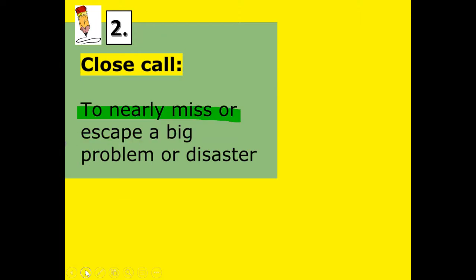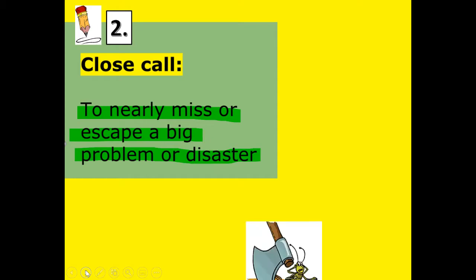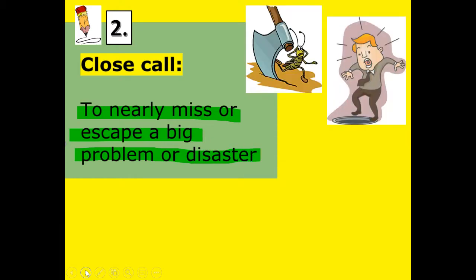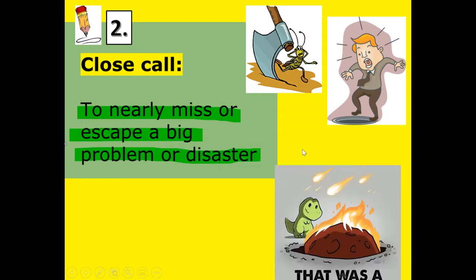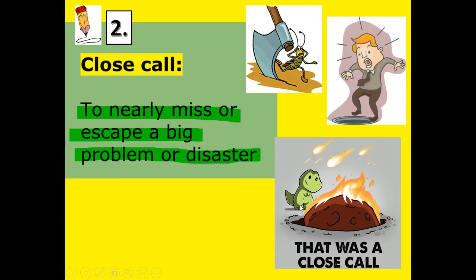Number 2 is close call. Close call means to nearly miss or escape a big problem or disaster. So write close call. Here are some picture examples of close call, like the bug almost got chopped by the axe. The man almost fell into the hole. That was a close call. And then this dinosaur sees a meteor that fell to Earth and says, "That was a close call."